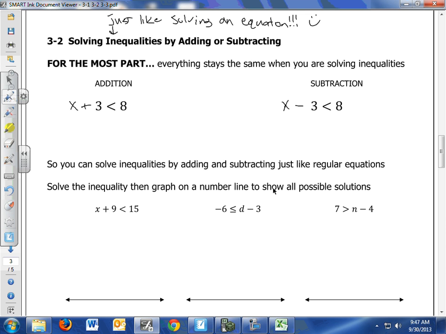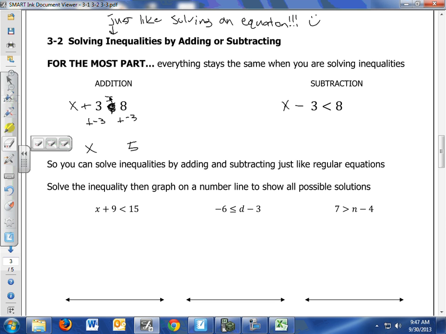Mr. Stalker, if I had an equals to symbol there instead of a less than symbol. Let's pretend I have x plus 3 is equal to 8. How can I solve this for x? Add the opposite. Am I adding negative 8 or negative 3? Yeah, add negative 3 to both sides, right? And you would get x is equal to 5, right?